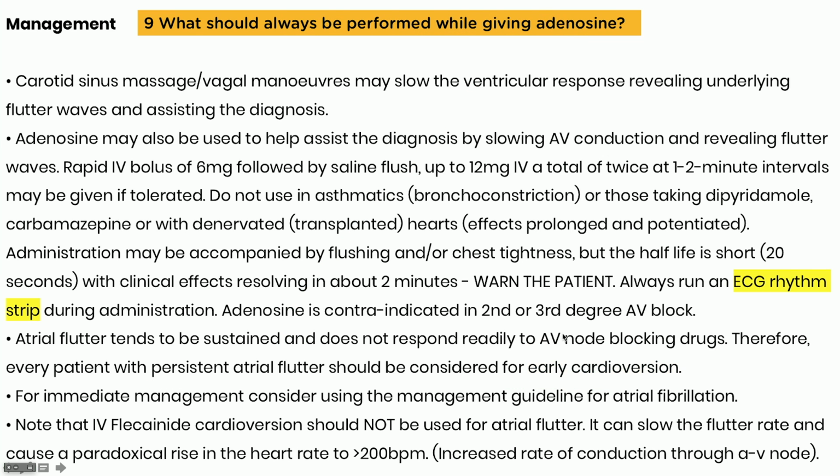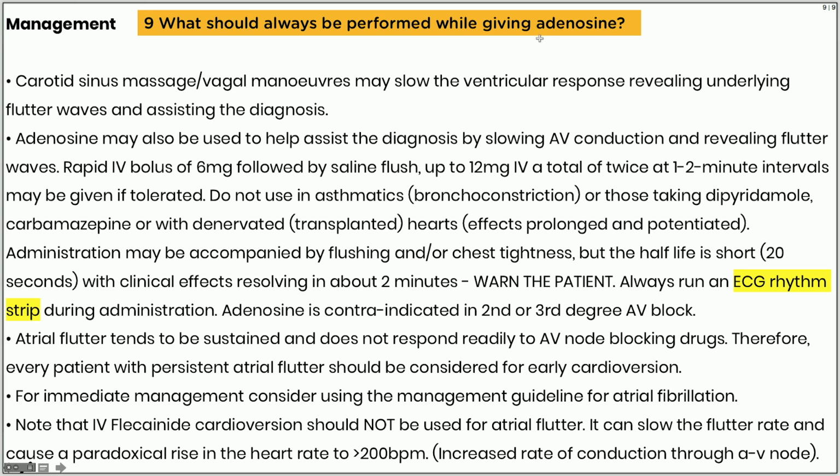Cool. Number 9, okay, what's the keyword here? Well, I definitely use this one here, adenosine. I have no idea how to pronounce it. So what should always be performed? Well, always run or always perform an ECG rhythm strip is the correct answer there for number 9.